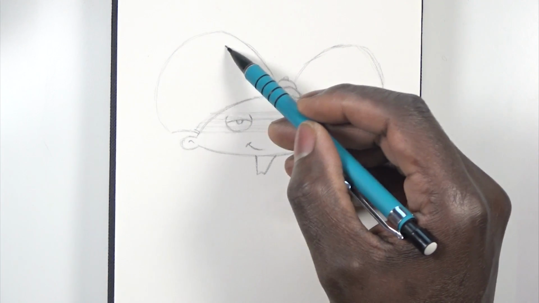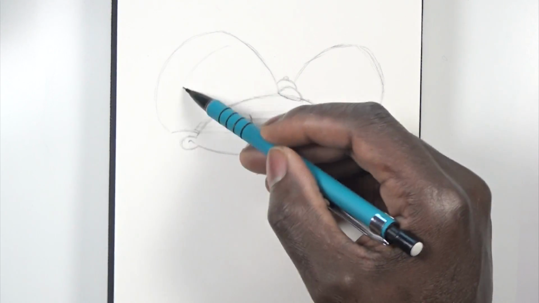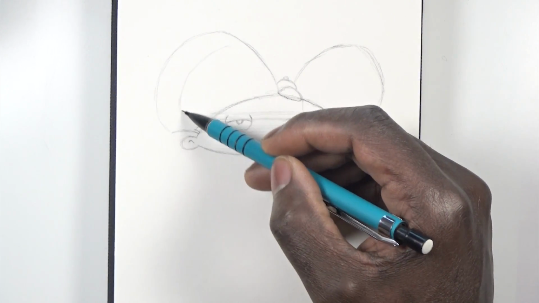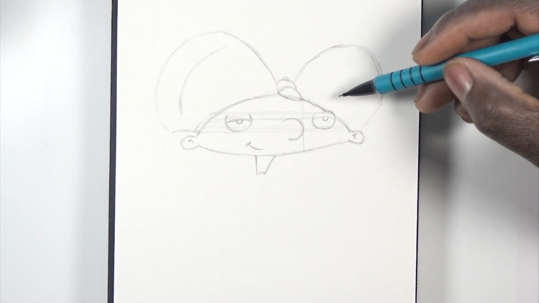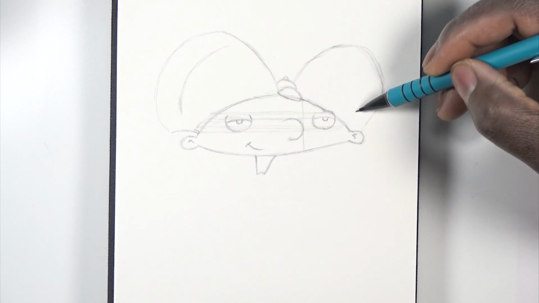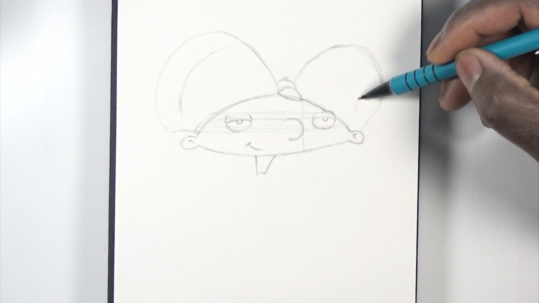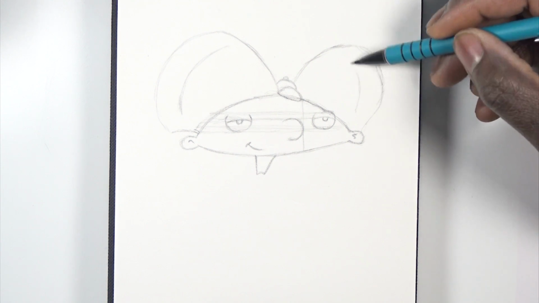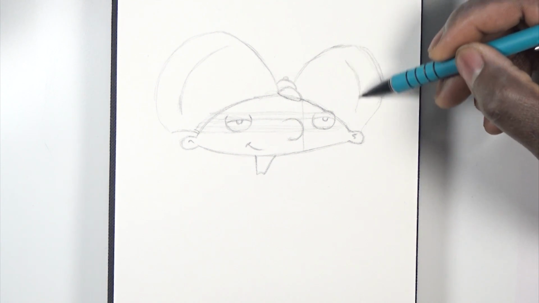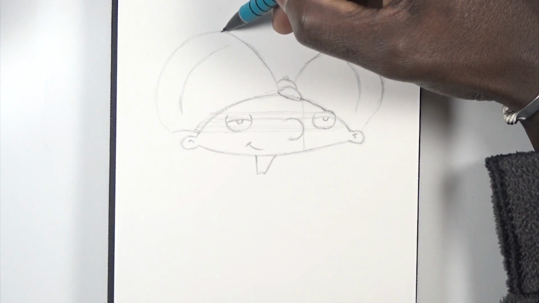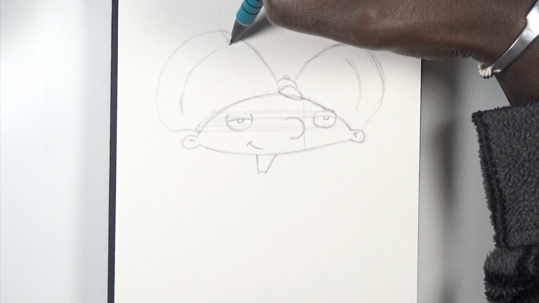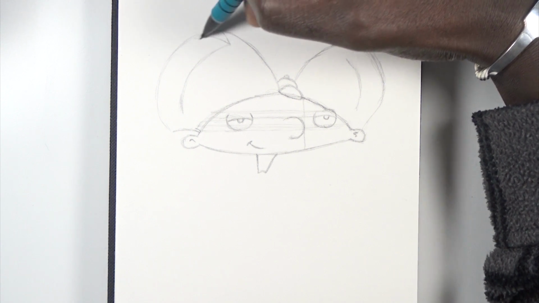Now I'm going to do another line inside, like this. Boom. Try and keep it consistent, the width of that line. Do the same here. Again, try and keep the two sides as equal as you can. And then here we're just going to do the lines to make that sharp hair.